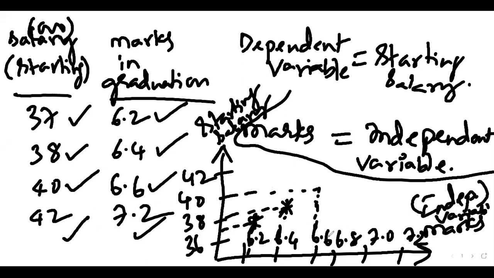It's 7.2 and 40. 7.2 and somewhere here. But the basic point here is the placing, the marking of these points. There is not much difference. The difference is in considering the dependent variable and the independent variable. Here you should not falter. Dependent and independent variables should be properly selected.